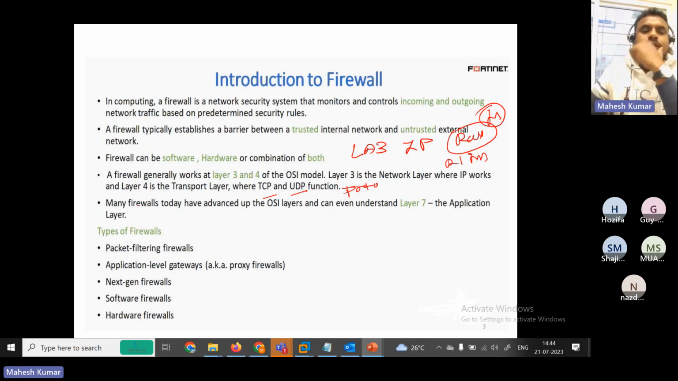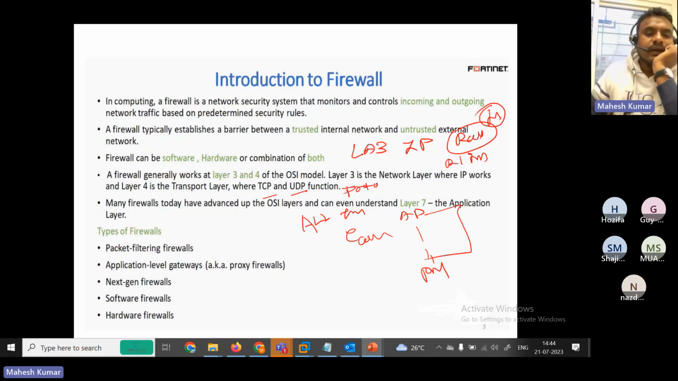So many firewalls today have advanced up the OSI layers and can even understand layer 7, the application layer. Okay, it means from the application layer to the physical layer, it supports everything. Got my point? Nowadays a firewall is supporting each layer.